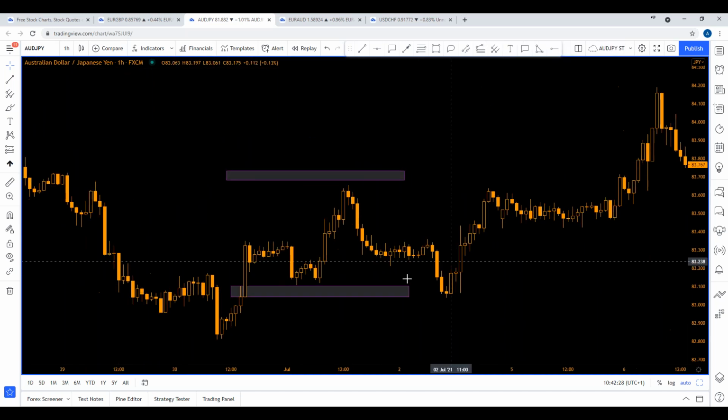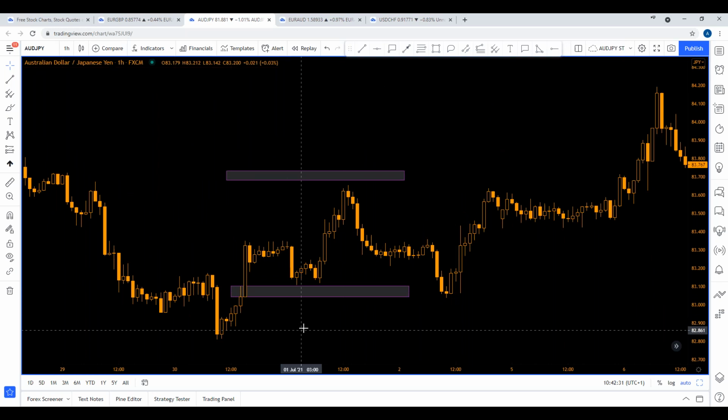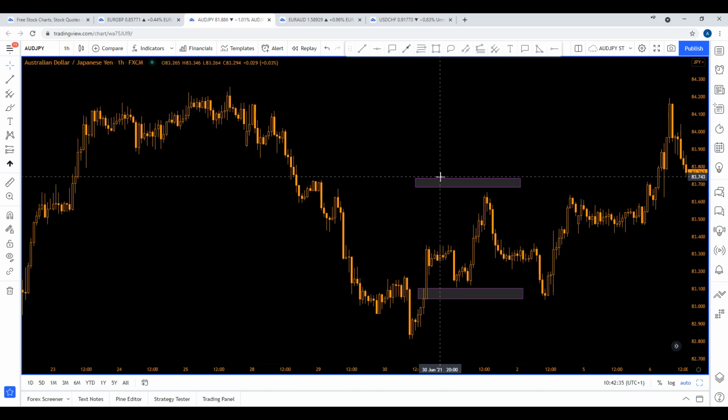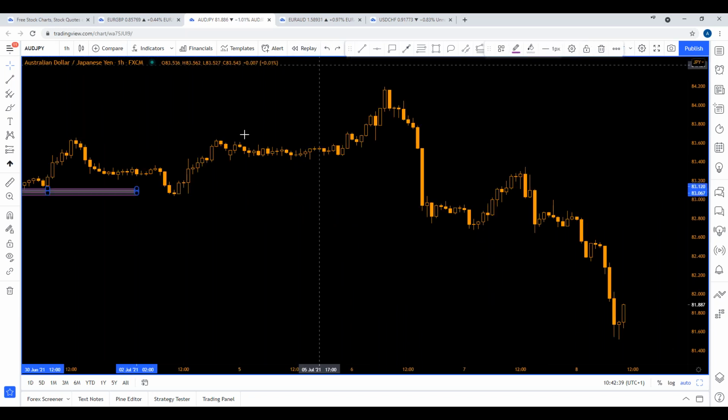Now, if I remove this smaller area, this is the kink. As you can see, we actually missed the zone. Is there a reason for this? There certainly is. Now, let me just put this back.